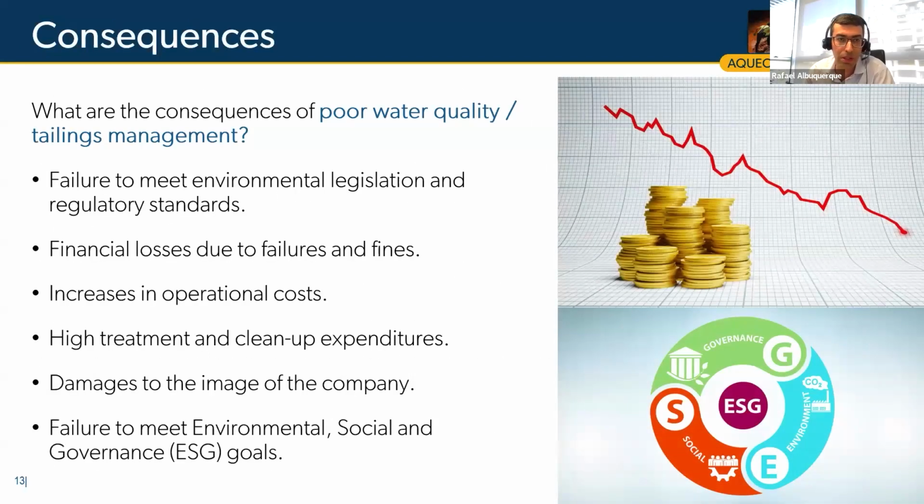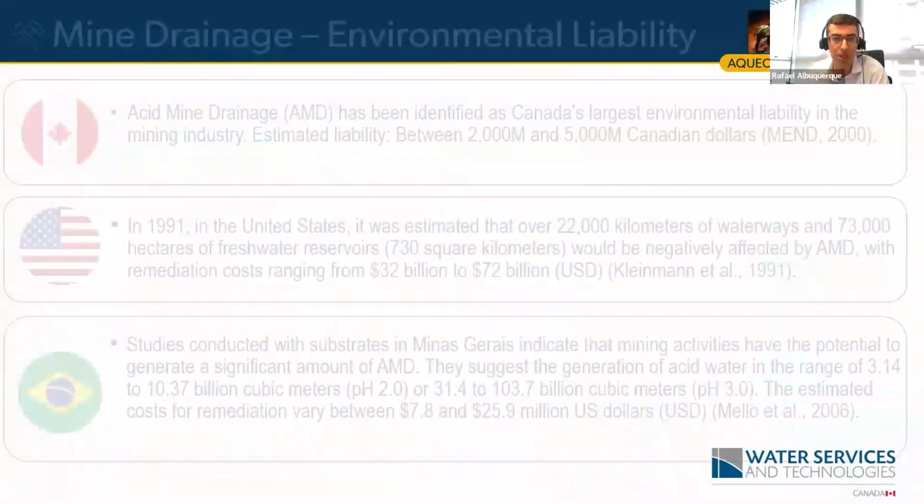Just to expand a little bit more on the negative consequences before we talk about the solution. Here I list some examples of consequences of poor water quality and tailings management at a mine site. We may have issues with failure to meet environmental legislation and regulatory standards. Obviously, this is at a local and national level, right? It depends on the norm in each country and region. Financial losses due to fines, increases in operational costs, high treatment and cleanup expenditures, right? Because, well, if you don't have a contamination, you don't have to spend money on this. Damages to the image of the company, and at a global scale, failure or difficulty to meet the ESG goals that the company set out to achieve. All right.